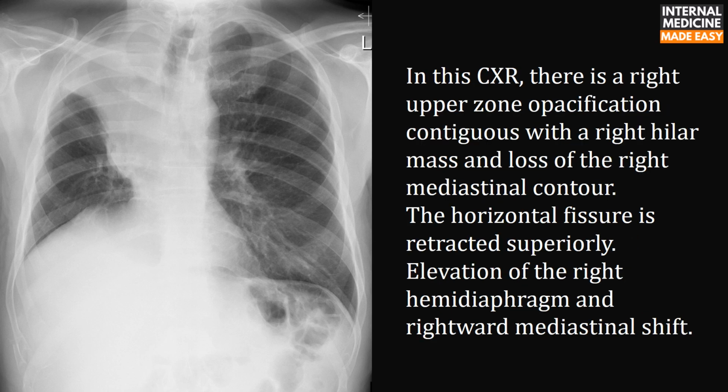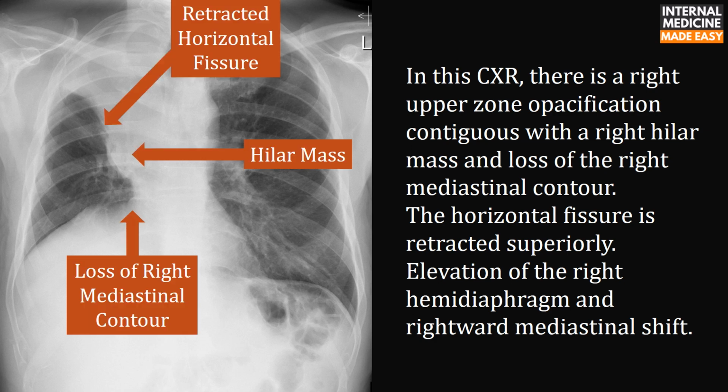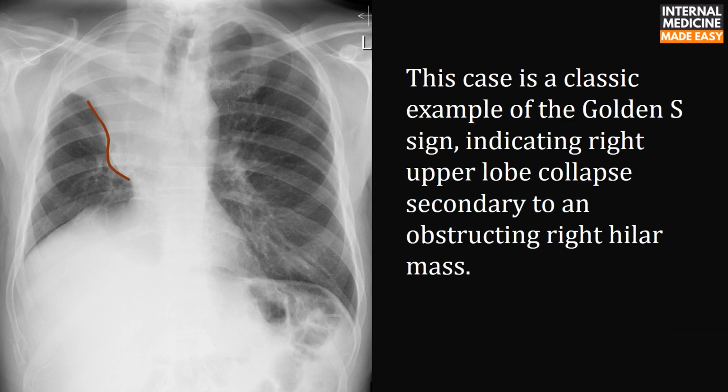In this X-ray, there is a right upper zone opacification contiguous with the right hilar mass and loss of the right mediastinal contour. The horizontal fissure is retracted superiorly, with elevation of the right hemidiaphragm and rightward mediastinal shift. This case is a classic example of the golden S sign, indicating right upper lobe collapse secondary to an obstructing right hilar mass.